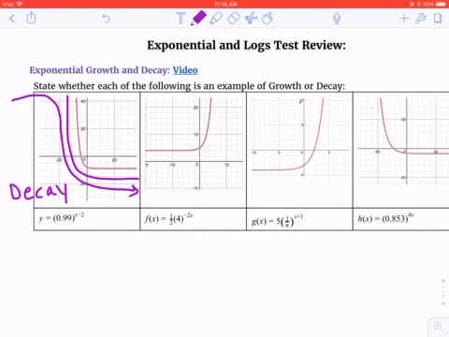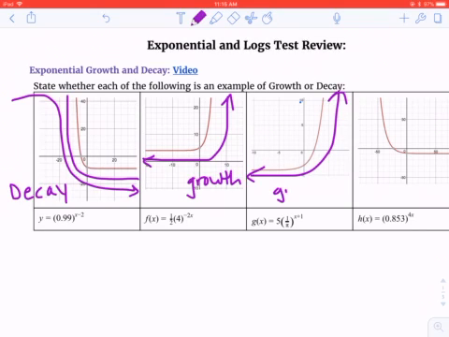In the next example, it's rising from left to right. So we would say that this graph represents a growth equation. And in the third graph, the same thing. It's rising from left to right, so that would be growth. And in the fourth graph, it is falling from left to right, so that would be decay.